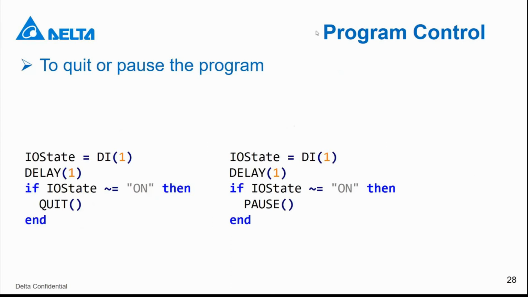And the last is to quit or pause the program. So you can use the quit function to quit the program, and the whole project will just stop. Or you can use just a pause function to pause the project, then the project will be paused, and you can use the run button or from the Modbus to run the project again from the pause position.